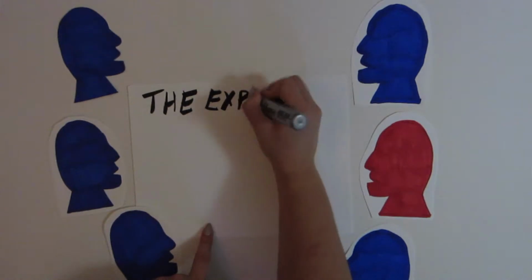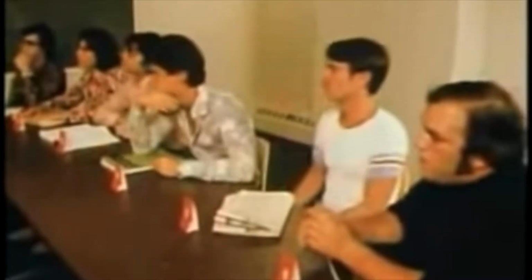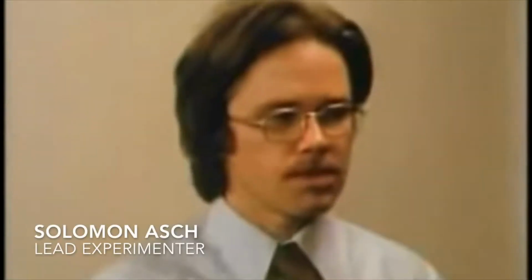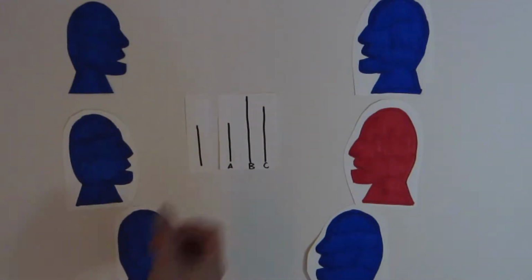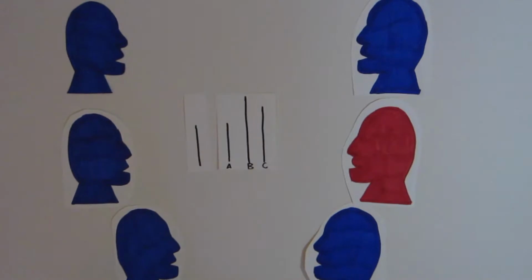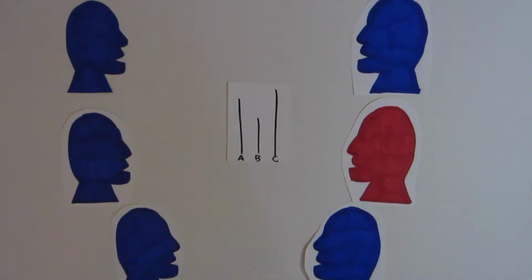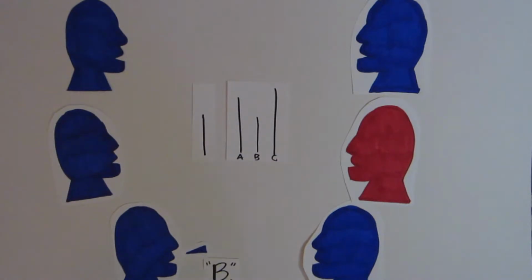Solomon Ash set out to test this question. The experiment you'll be taking part in today involves the perception of lengths of lines. The test group in total was made up of 6 participants, 5 of which were actors, 1 of which was not, represented by the redhead. Each participant was to say which of the 3 labeled lines was equivalent to the line on the left.